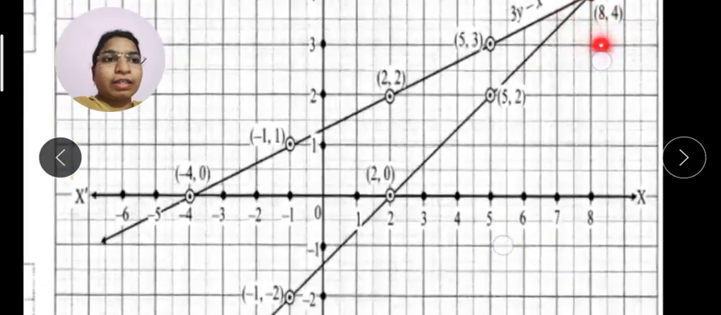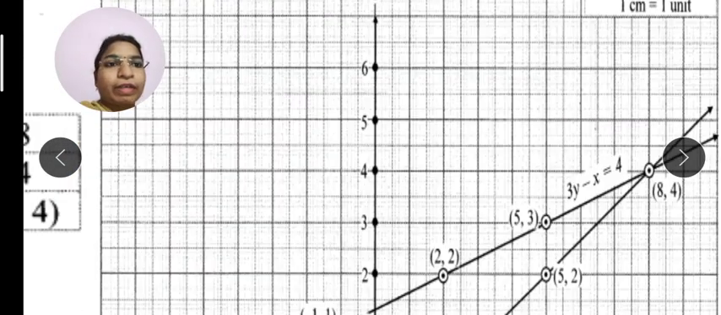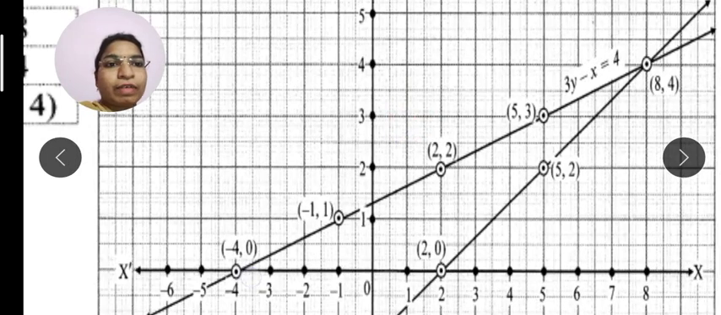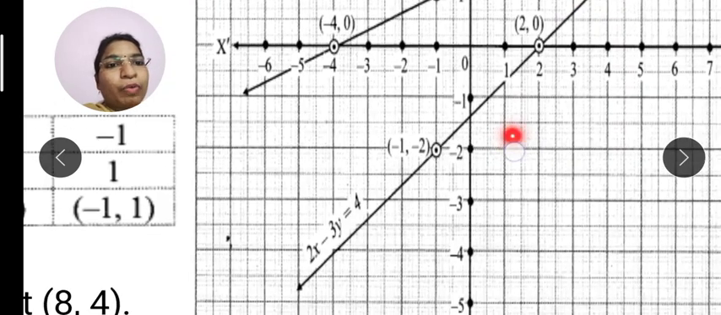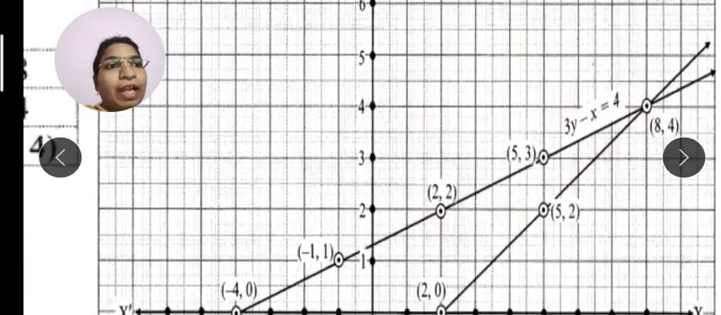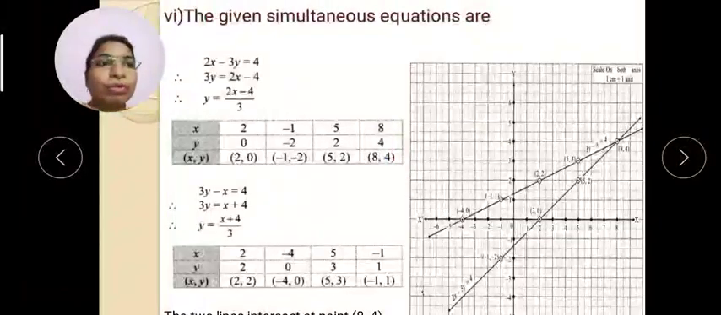Like this. Here, see, after 4 points: 1, 2, 3, 4. These 4 points are 1, 2, 3 and 4. But I am extending the line. Same way here also. All the 4 points are here: 1, 2, 3, and see here, 4. So after getting the intersection point, you can stop your line here. So in this way, you have to draw the graph.